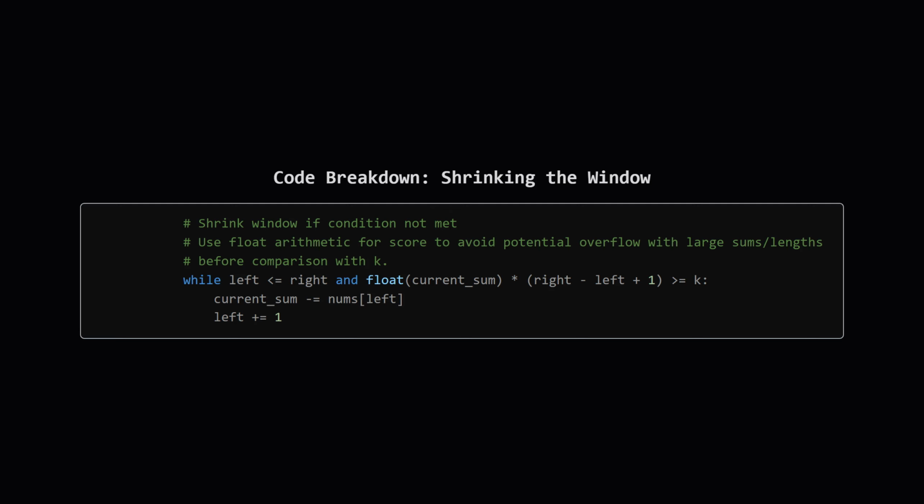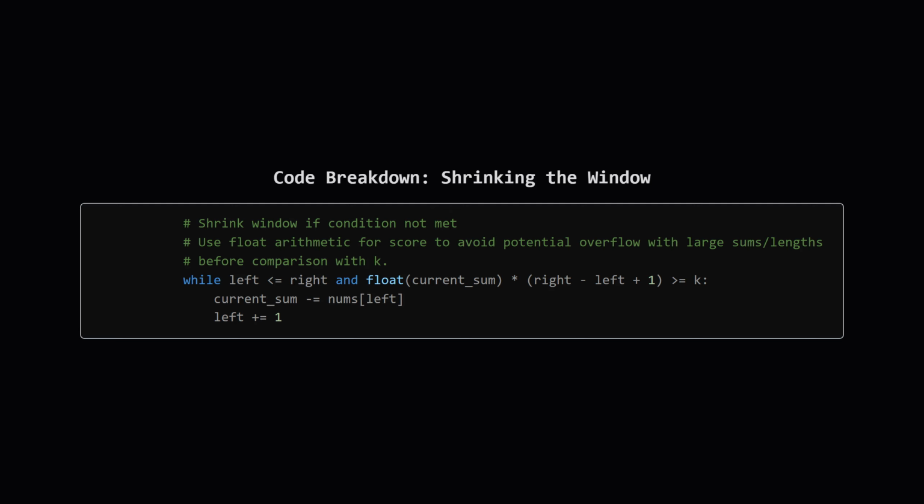We need to be a little careful here. The sum and length could potentially get very large, maybe causing their product to overflow standard integer types before comparing with k. A safe way is to cast the sum to a floating point number before multiplying, just to be sure. So while the score is greater than or equal to k, meaning it's not strictly less than k, we need to shrink the window. We do this by subtracting the leftmost element, nums[left], from the current_sum, and then incrementing the left pointer. We keep doing this while loop until the score becomes less than k.